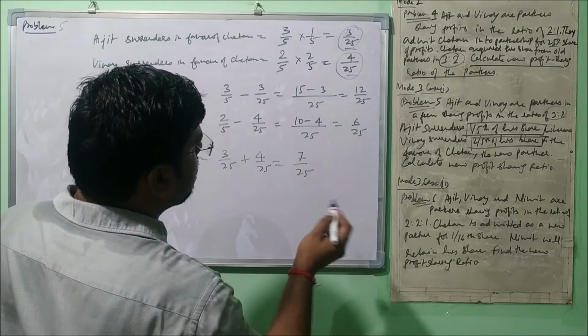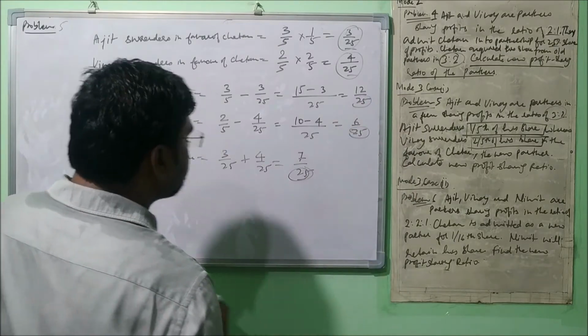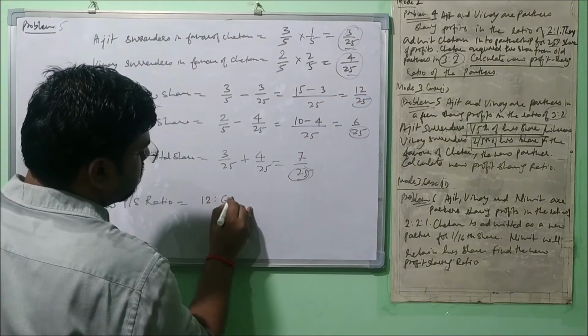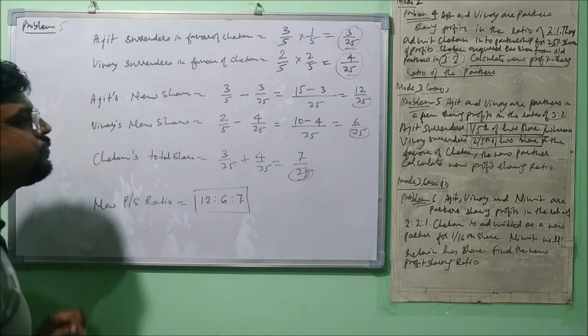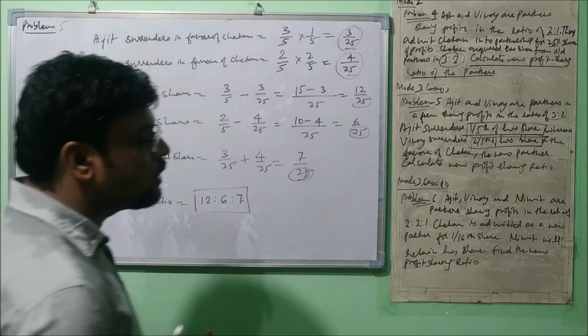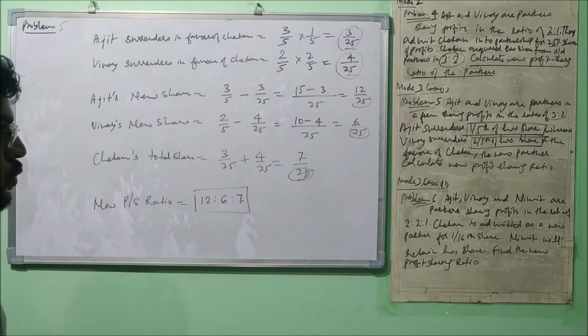Alright. Because all the bases are equal, we can frame the new ratio: 12 is to 6 is to 7. It cannot be shortened further, so that is our final answer. We will have to be focused about 1/5 of his share. His means Ajit's. So be sure about it.